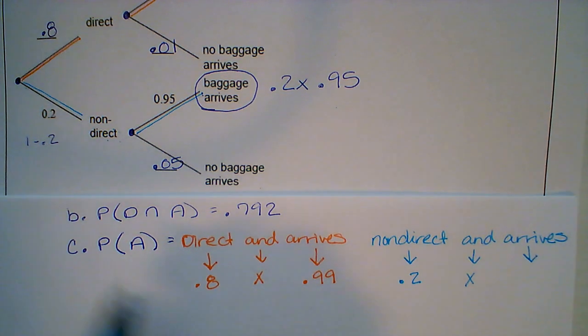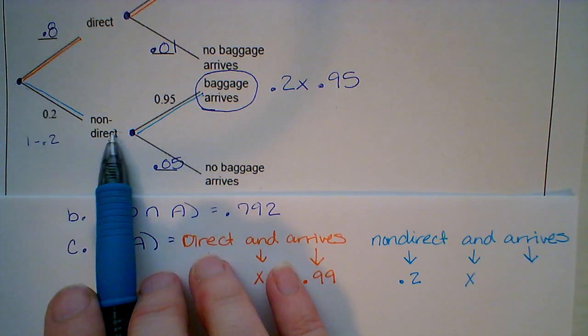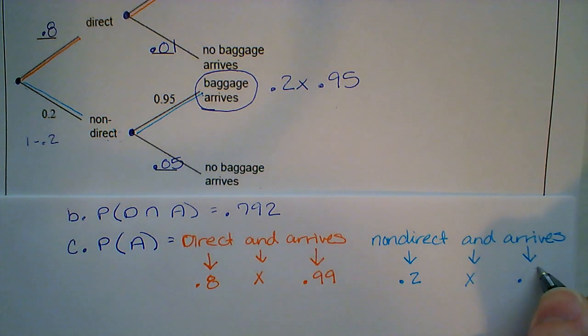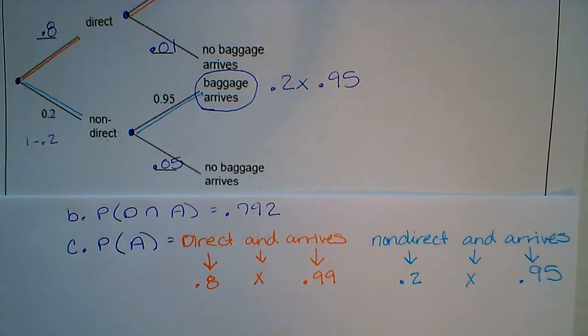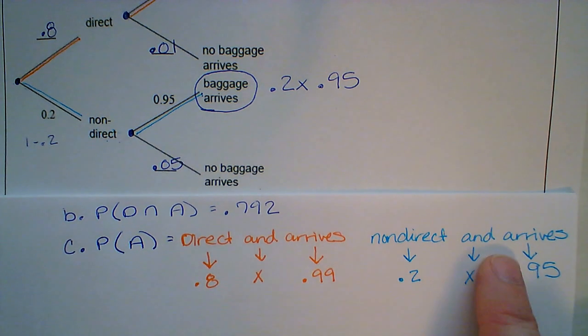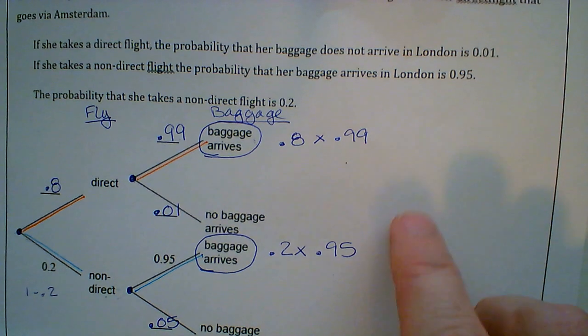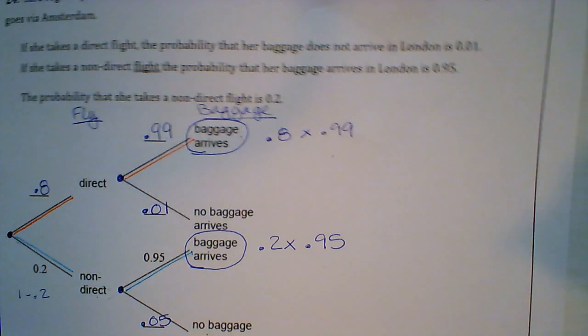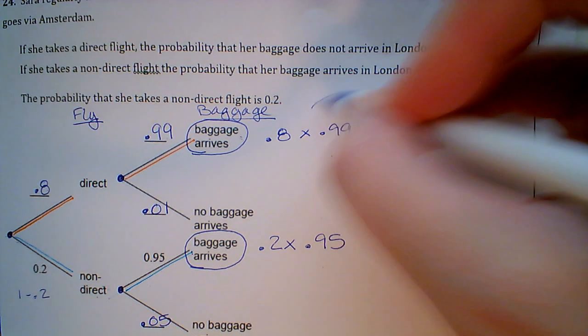And arrives, so if I have non-direct flight and baggage arrives, I get my 0.95. So either way you want to do this, if you want to do this writing down the words like this, if you want to annotate your tree diagram, either way of organizing works. Different people have different preferences. But here's the kick. Here's the catch.